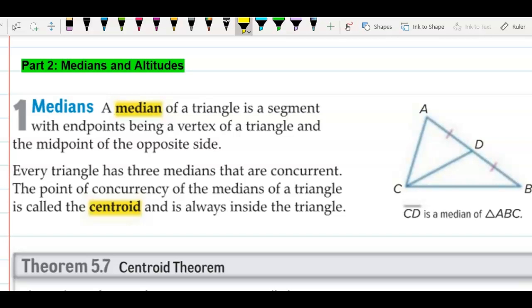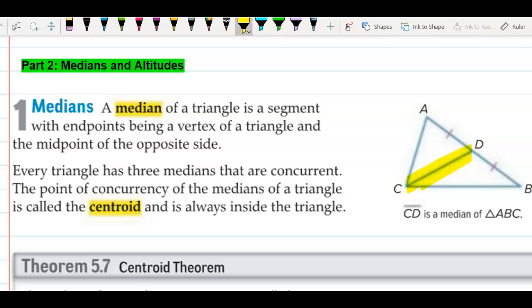So you may have heard of an altitude before, maybe not a median, but that's okay. A median travels from a vertex to the opposite side, but it actually bisects the side it travels to. So for this one, CD would be our median. See how it travels from vertex C out to segment AB, and then D is exactly in the middle of those two segments.